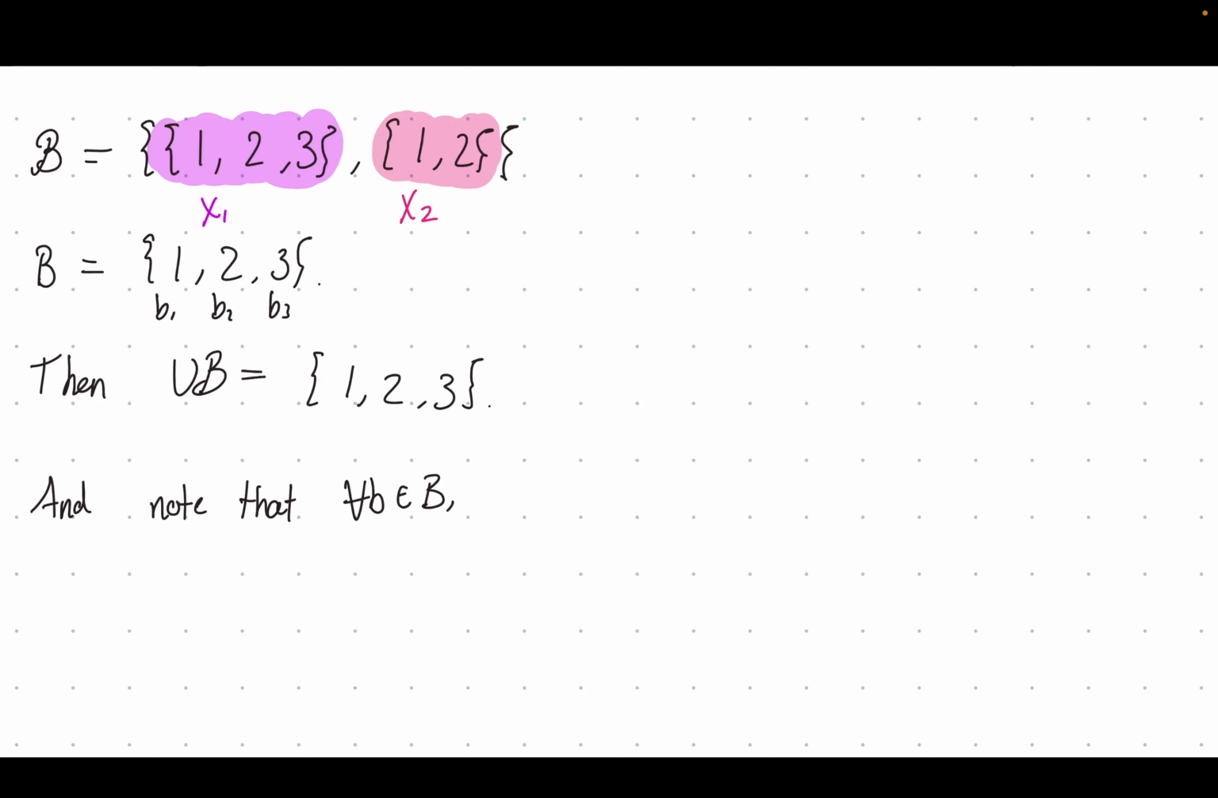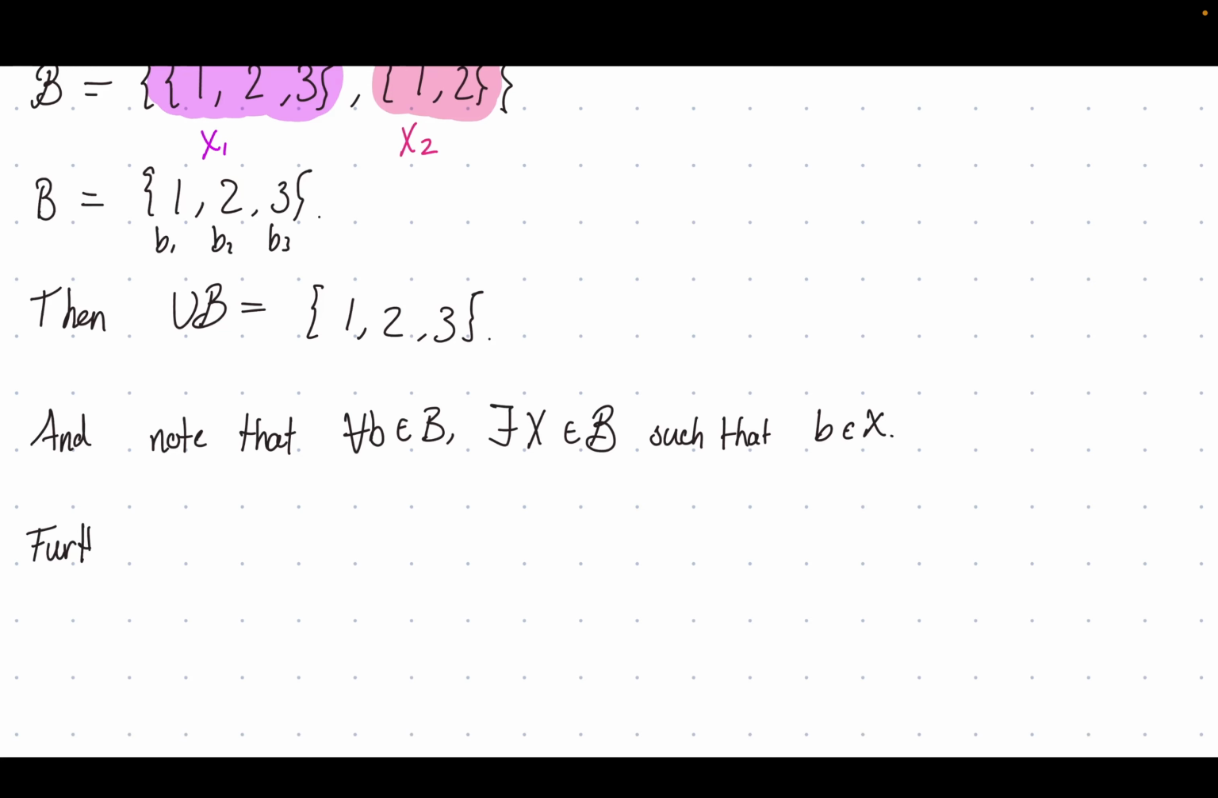For all little b in big B, there exists an X in script B such that little b is in X. And then furthermore, there exists an X, and I'm going to call it X1, in script B such that for all little b in big B, little b is in X1. So this is the kind of set we're trying to find.